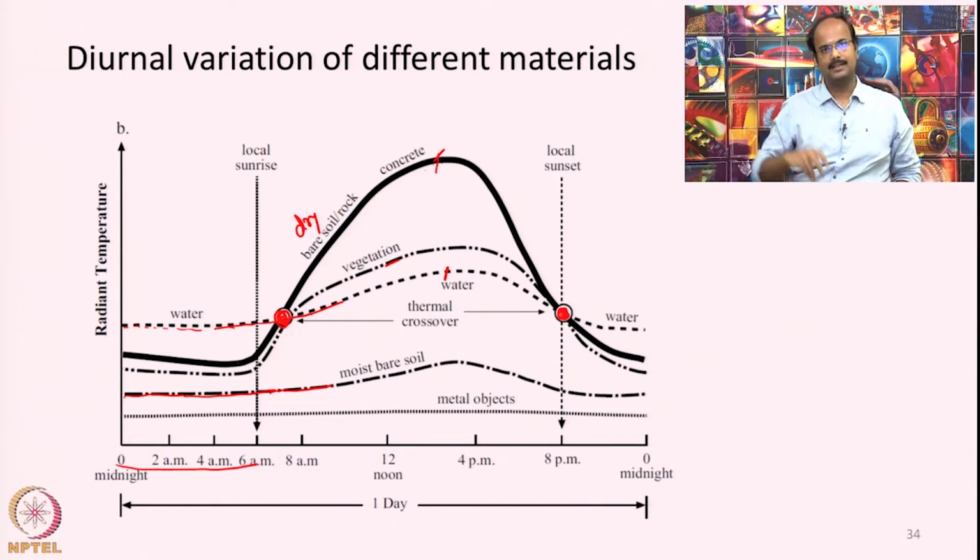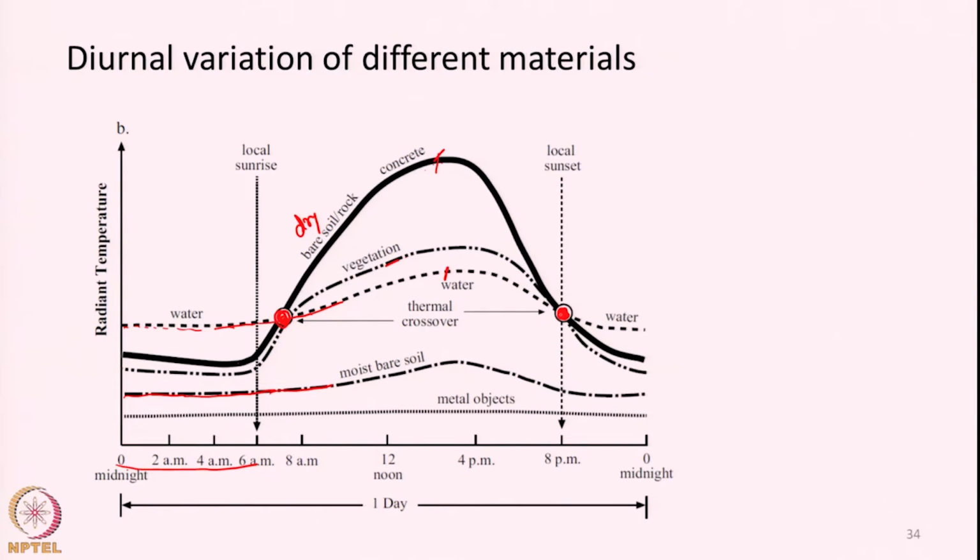Thermal crossover means the sun has already come, it has just started to shine. So, rocks and other materials have just begun to rise in temperature, water is still resisting. So, at that certain time point the temperatures of various features will be more or less the same. Same thing will happen in the evening around sunset: bare soil and all will lose temperature fast, water will still be maintaining the temperature. So, bare soil's temperature will come down, water's temperature will come down slightly, and at some point they will meet.